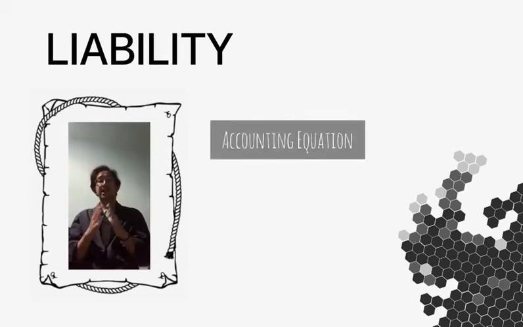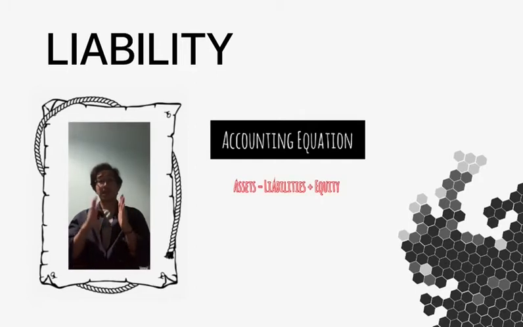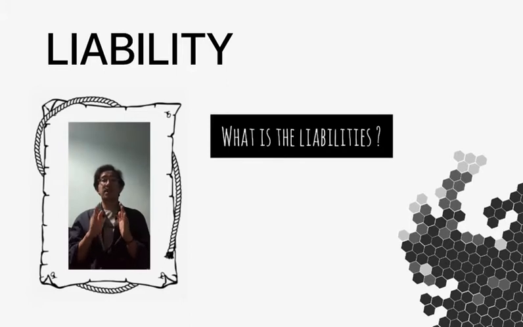Today we are going to talk about liabilities, the second pillar in the accounting equation, which is asset equals liability plus equity. Now we explore the meaning of liability first.